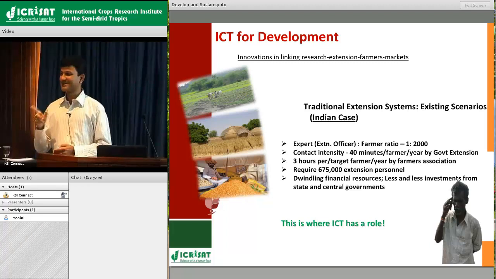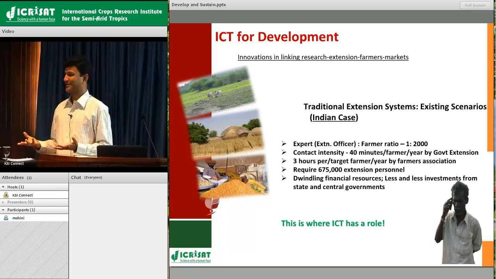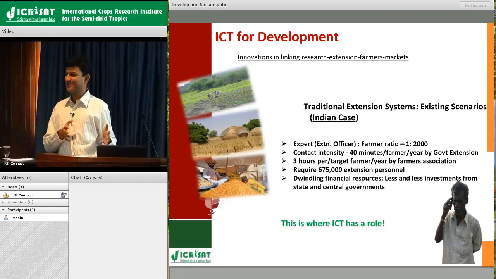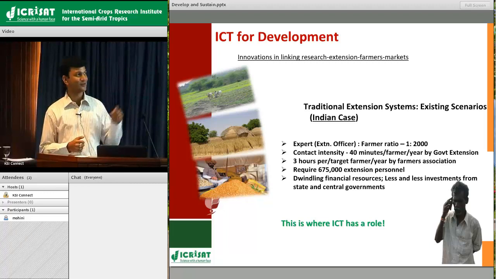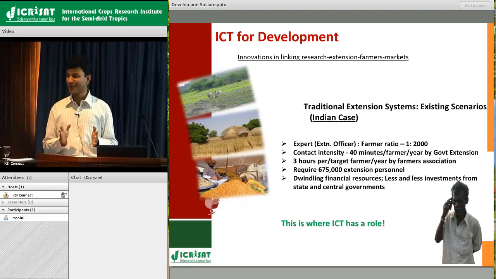Okay. Because these people are meant for providing the extension services. Because what is the motivation for them? Am I right? Despite all these things, if they are very much interested in providing the extension services, if they allocate all their working hours, they can spend only 40 minutes per farmer per year. 40 minutes. That's per year.